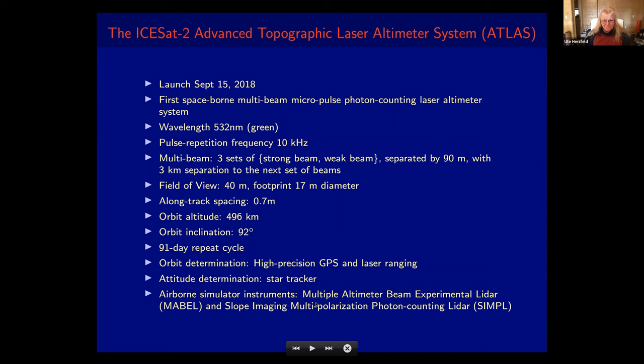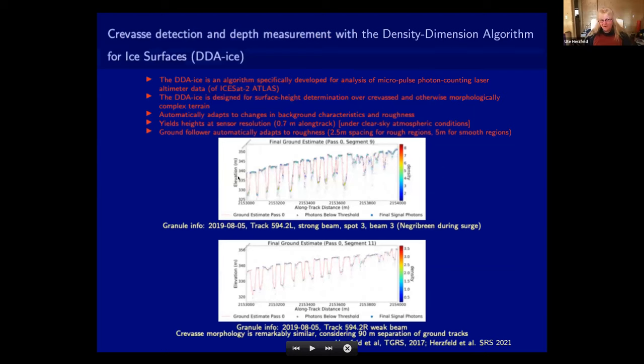So now, looking at what we can get out of the data, for instance, here is a look at Negribreen during the surge. And you can see, doing some fancy mathematics, we are able to detect surface height in crevassed glaciers at 2.5 meter spacing, which is a really high spacing. And then the top slide shows an example of the strong beam and the bottom shows the weak beam.